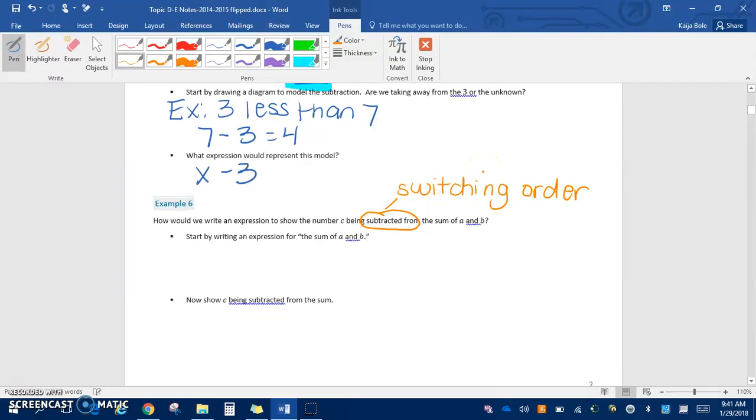Alright, so it says to start by writing an expression for the sum of A and B. And we know that this would be in parentheses because it says the sum, so A plus B. And now we're going to show C being subtracted from that sum. So we have parentheses A plus B and then minus C on the outside. If we go back and reread what they said originally, we show that the number C down here is being subtracted from the sum of A and B.